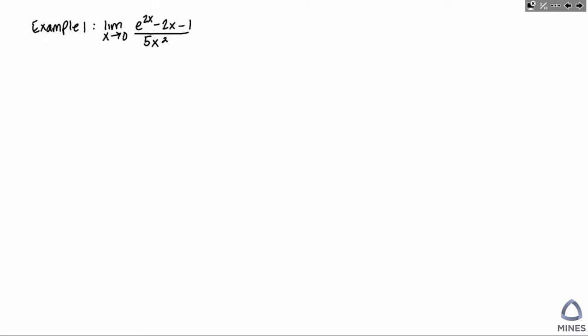Notice if we try to evaluate the limit directly, we get e to the 0 minus 0 plus 1, or 0 in the numerator, and 5 times 0 squared, or 0 in the denominator. Thus we have the indeterminate form 0 over 0, and we can apply L'Hopital's rule. By applying the rule, we have the limit as x goes to 0 of 2 times e to the 2x minus 2, differentiating the numerator, over 10x by differentiating the denominator. Notice I've written the letters LHR over the equal sign to indicate we've used L'Hopital's rule.